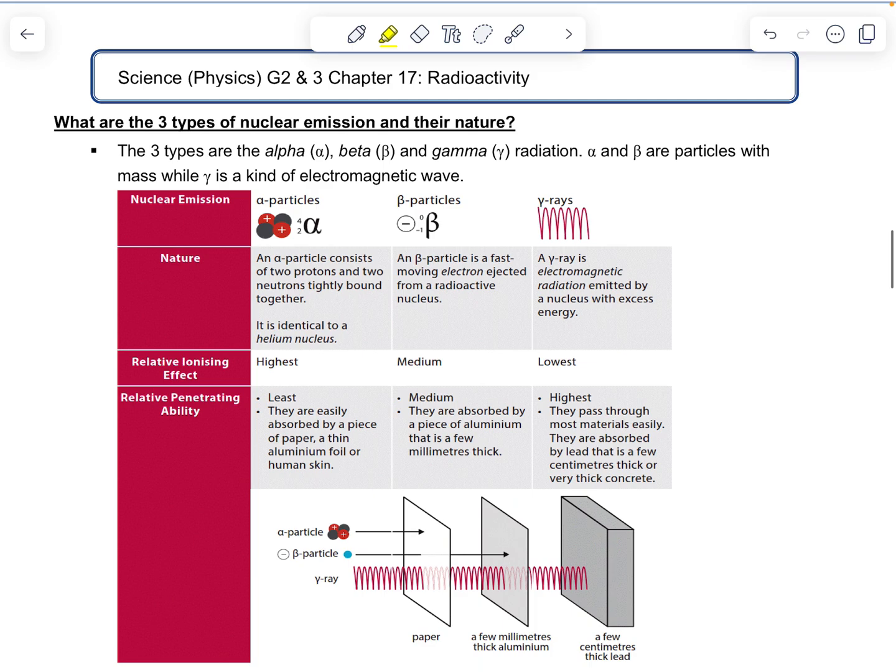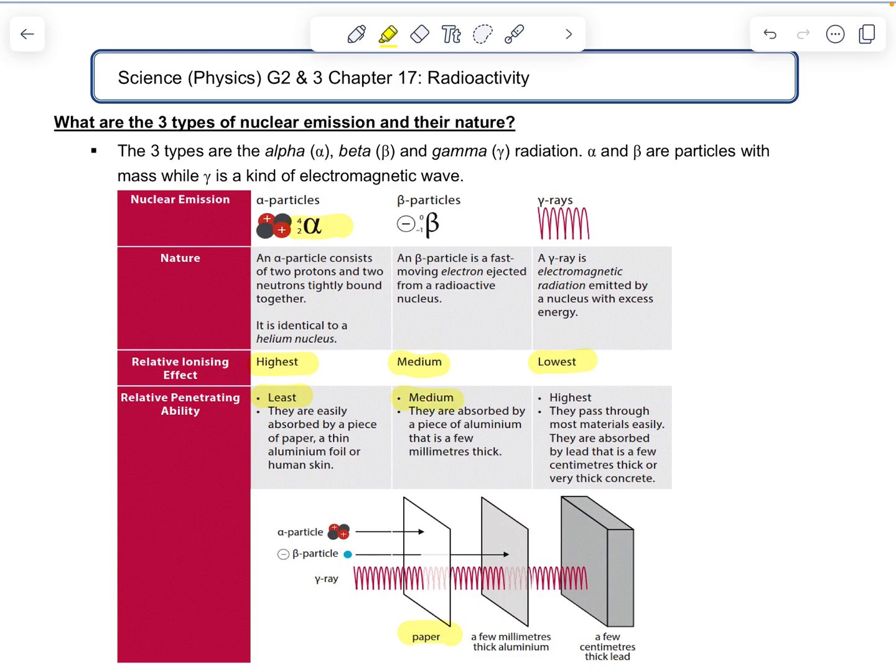So these are the 3 types of nuclear emission. Let's look at alpha particles. The ionizing effect is the highest for alpha particles, followed by beta and then gamma. The ability to penetrate is the least for alpha particles. It's stopped by merely a piece of paper.